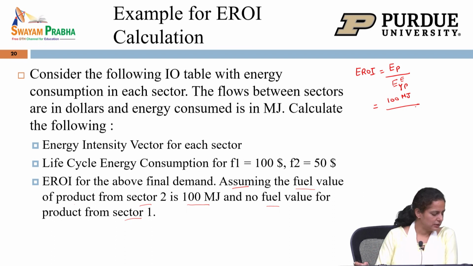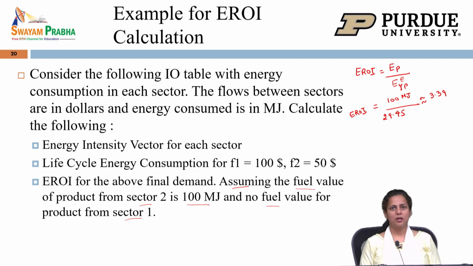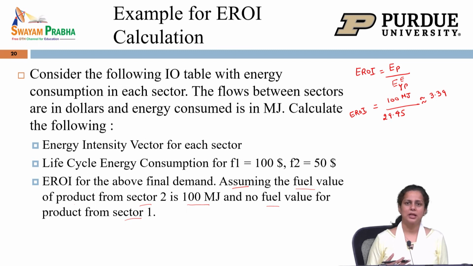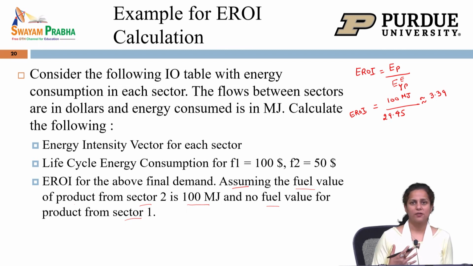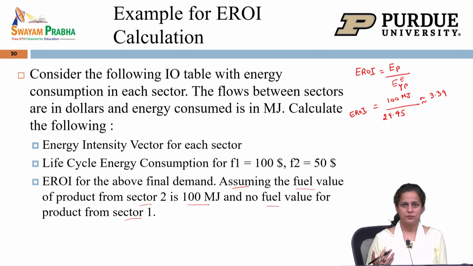Here the life cycle energy consumption we calculated was 29.45. So, our EROI will come to about 3.39. Our energy return of investment for this economy is 3.39, which means that when you invest 1 megajoule of energy in this whole economy, you get a value of product of about 3.39 in this case. That explains how we use the different metrics on the life cycle scale. You can also calculate the efficiency, and you can also calculate the net energy in this case.